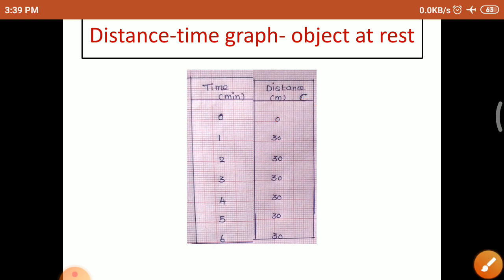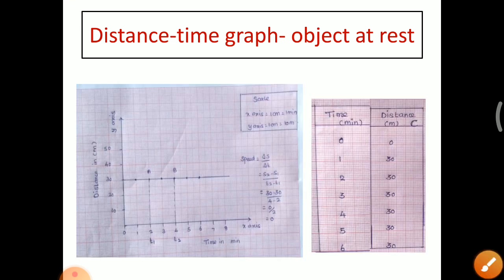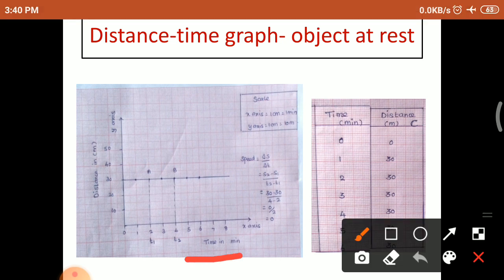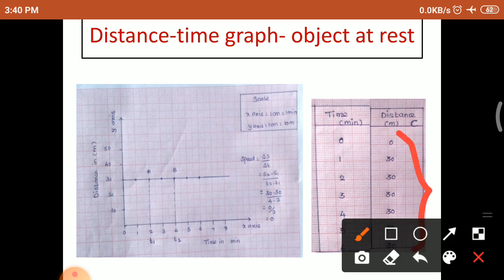We have to draw a graph. The same thing, you have to take a graph and draw an x-axis and y-axis. Then mark time in minutes on the x-axis, distance in meters on the y-axis. And see here 30. At time 0, you have to choose the values 0 to 6. So I wrote 0 to 6. And here the maximum value is 30. So I took 10, 20, 30, 40, 50.